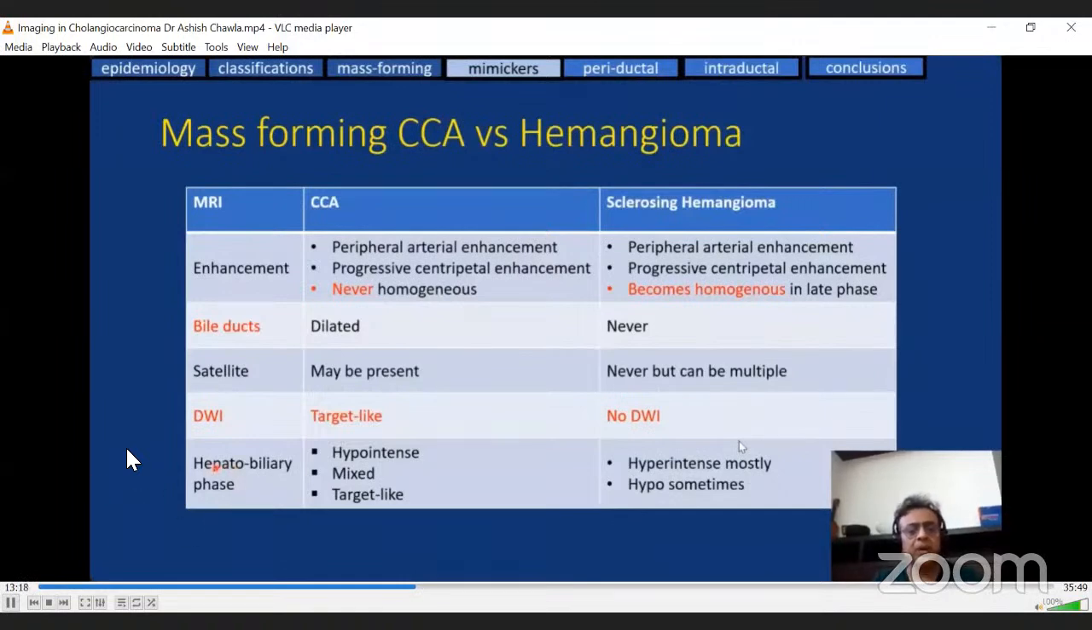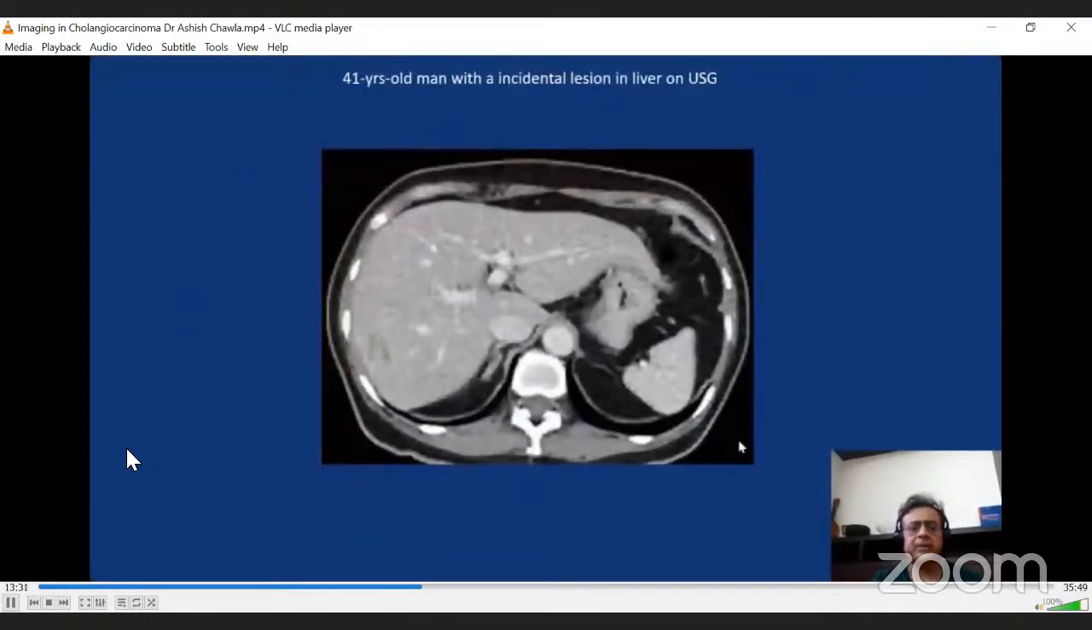This key is helpful. The hemangiomas don't show any restricted diffusion. The bile ducts are never dilated in the presence of hemangioma. Hepatobiliary phase is not that useful. So here's an example.